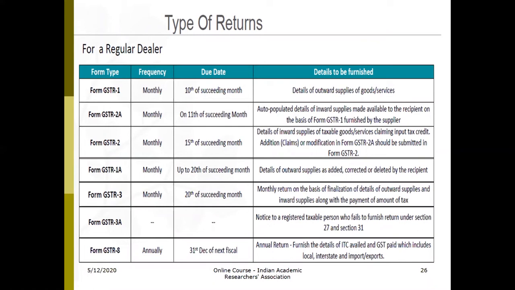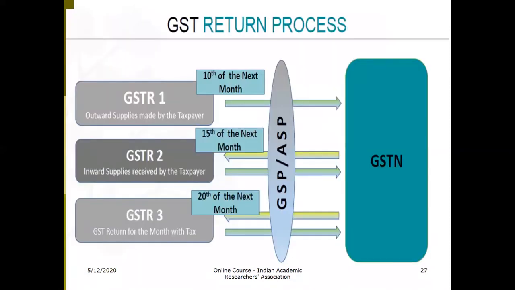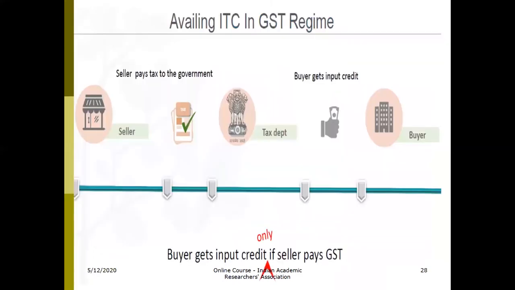3A, and GSTR 8. And the GST return process is, first of all, a dealer has to get a GST number, that is GSTN, and GSTR 1 has to be filed for outward supplies made by the taxpayer by the 10th of the next month, GSTR 2 for the inward supplies received by the taxpayer by the 15th of the next month, GSTR 3, that is the GST return for the month with tax, which is to be filed by the 20th of the next month. And you see, availing ITC, input tax credit: when the seller pays tax to the government, the buyer gets input credit. And here you see, the buyer gets input credit only if the seller pays GST.